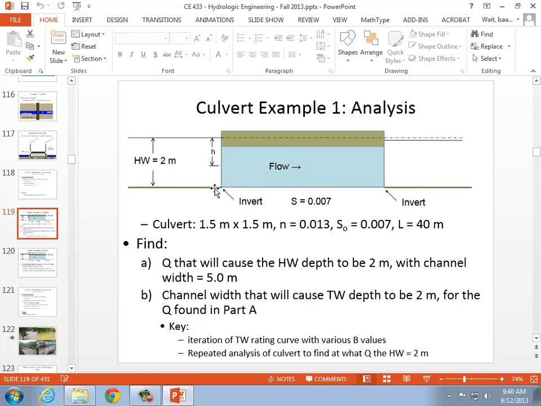The other thing is we are going to have to assume something for the tailwater just to put it into the program. Let's assume a concrete lined channel. So we're going to assign an N value of 0.013 downstream as well.